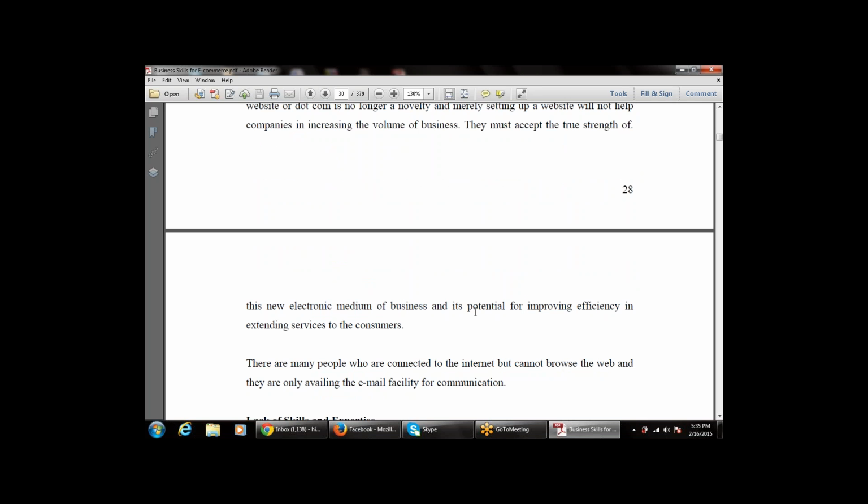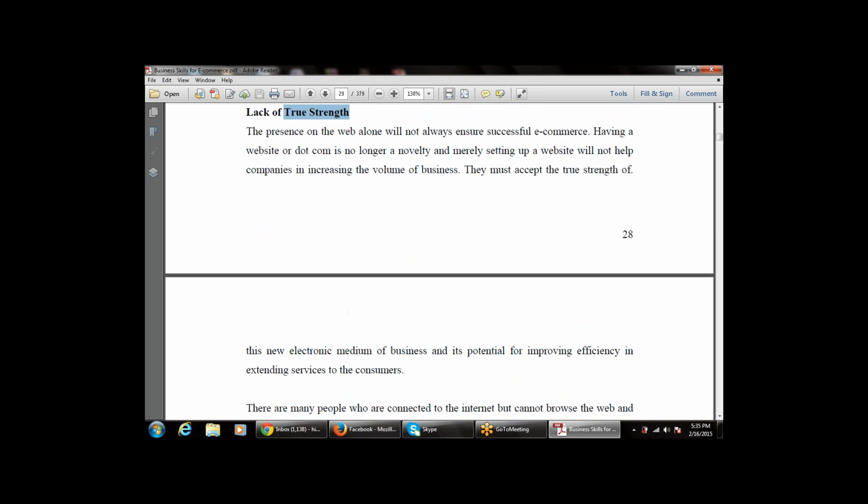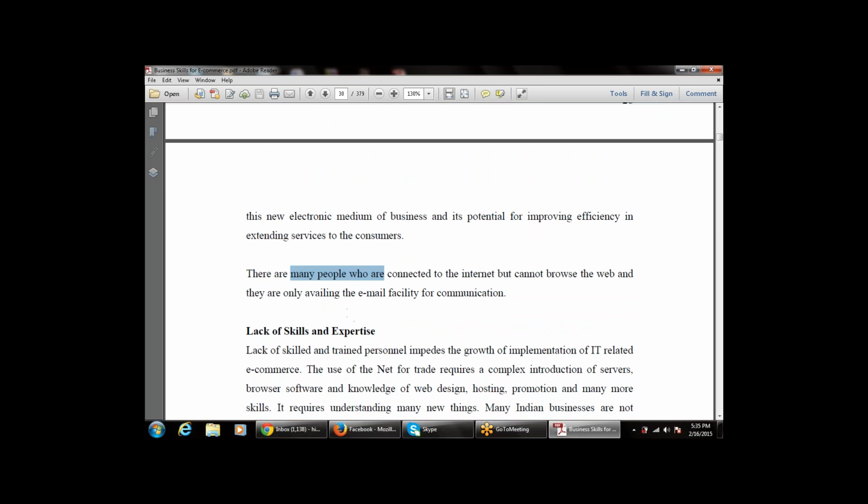There are many people who are connected to the internet but cannot browse the web. They are not able to search the web, and they are only availing the email facility for communication. That is, there is no direct communication or proper standard communication. So there is a lack of true strength available in the organization on the web.